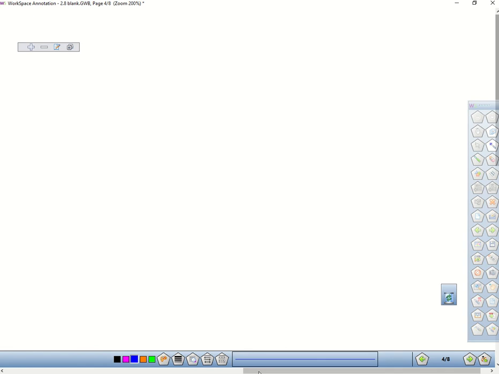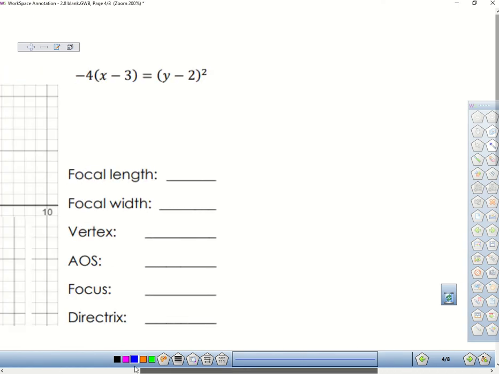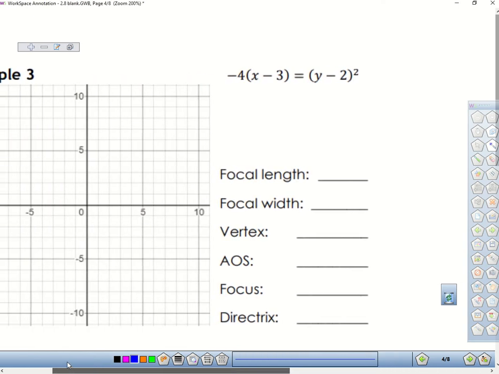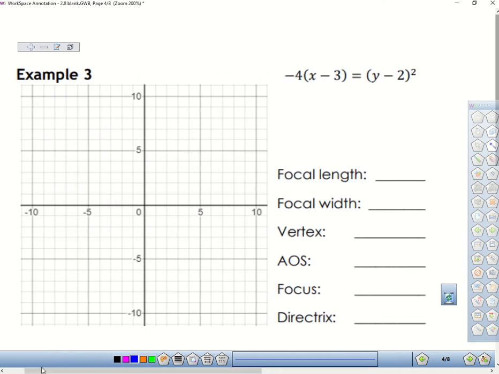Oh look, this one's going to have a different vertex. Okay. So for example number 3, first thing we look at is which variable is squared here, the x or the y? The y is squared, which means we're going to either be going left or right. We don't know yet because we've got to find p. Now this is where it's different. Your vertex is not 0, 0 here, it's shifted.